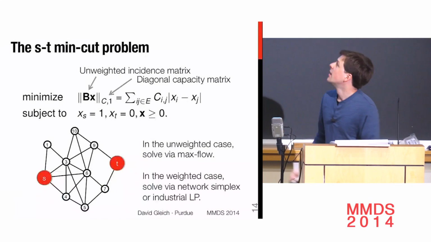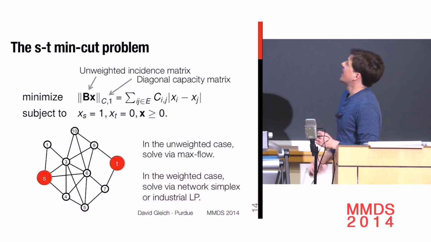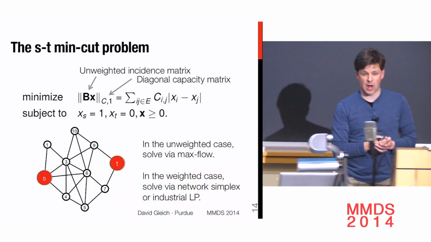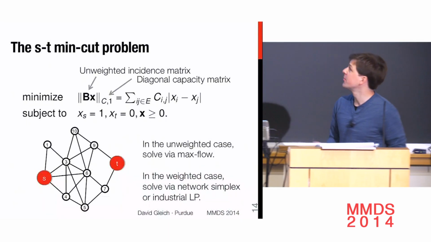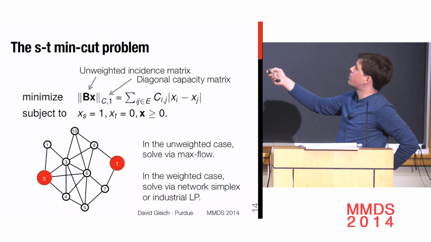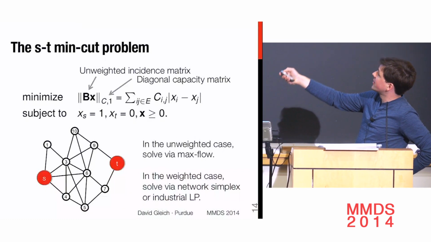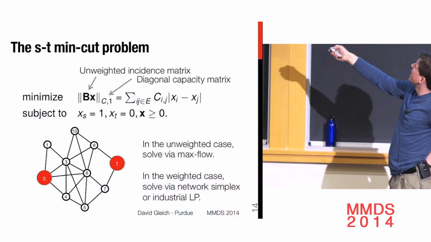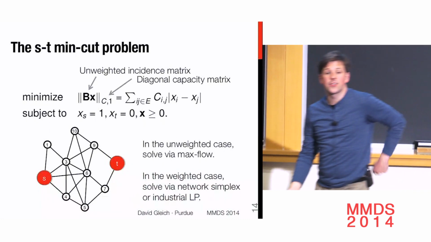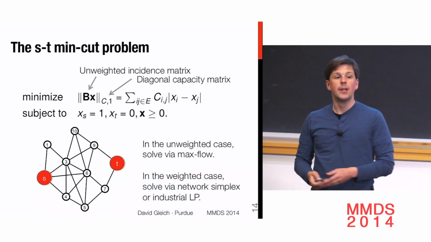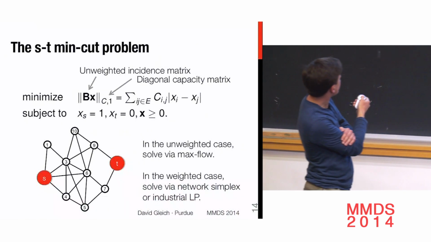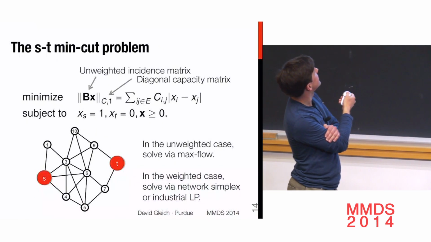All right, slight aside here, but the st-min cut problem in a graph, we're going to state as follows. In an st-min cut problem, we prescribe a node S and we prescribe a node T, and we want to find the way of separating S from T in this graph by cutting as few edges as possible. And so we can write this as a one-norm optimization problem with the unweighted incidence matrix.